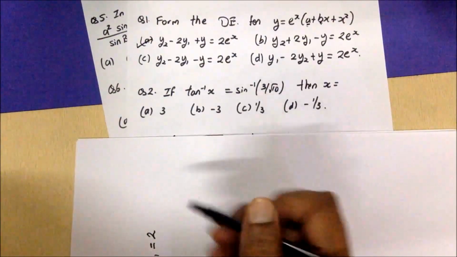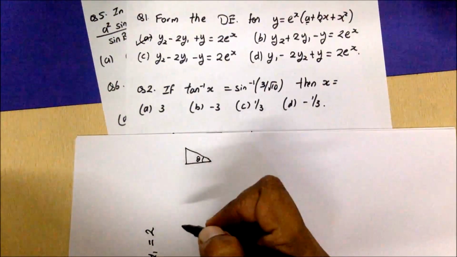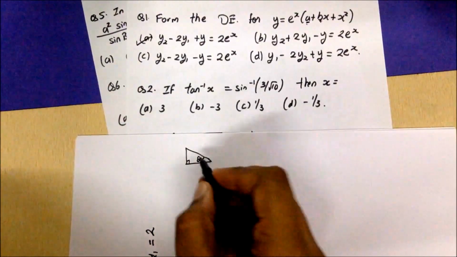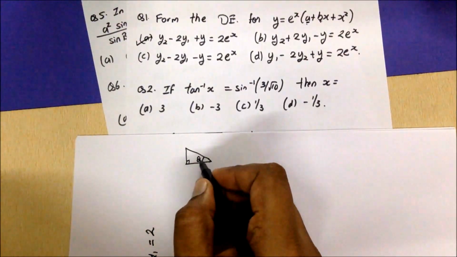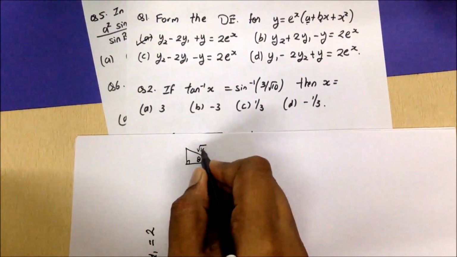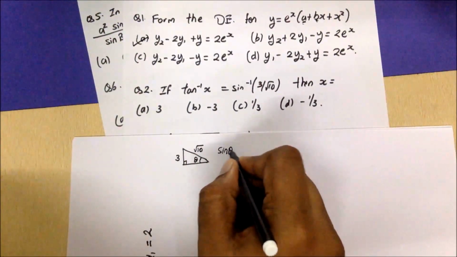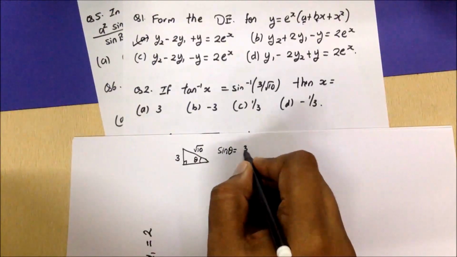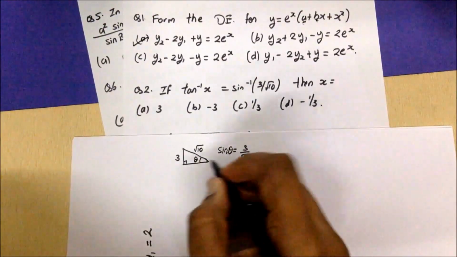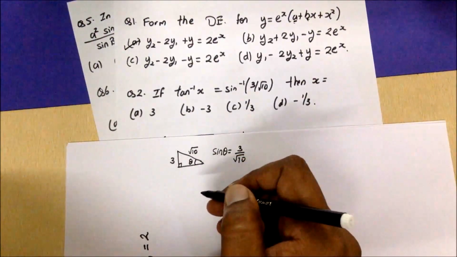Moving to the next question, we have tan inverse x equals sine inverse 3 by root 10. Now what you can do is construct this triangle, which is your right angle triangle, considering this as theta. If you take this as root 10 and this is 3, your sine theta is going to be equal to 3 by root 10 because it's going to be the opposite upon hypotenuse.